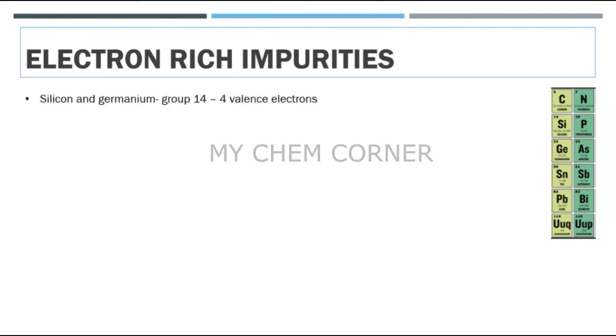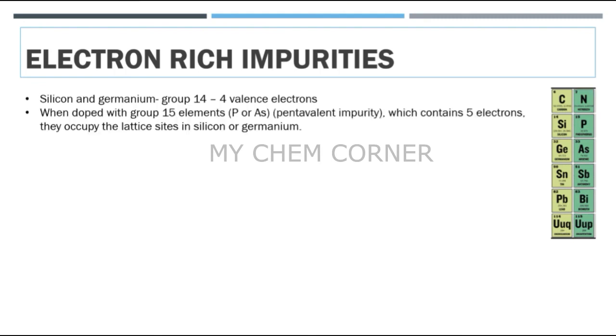So in this case, when you're talking about group 14, which is a semiconductor, how many valence electrons do they have? They are going to have 4 valence electrons, right? So when we are going to dope it with an electron-rich impurity, we are going to dope it with a group 15 element, basically the nitrogen family, which is going to use phosphorus or arsenic. Now, if you say they are a pentavalent impurity, what do you mean by pentavalent impurity? Which means they contain 5 electrons in the valence orbital.